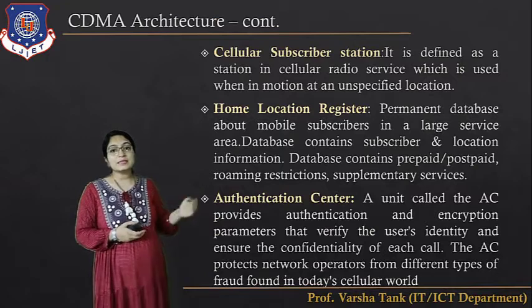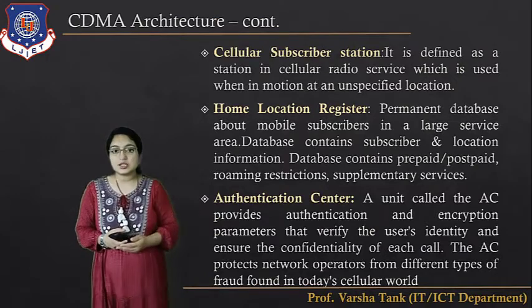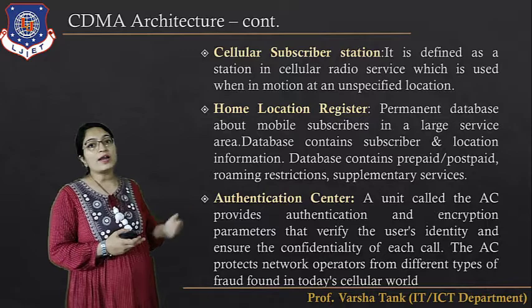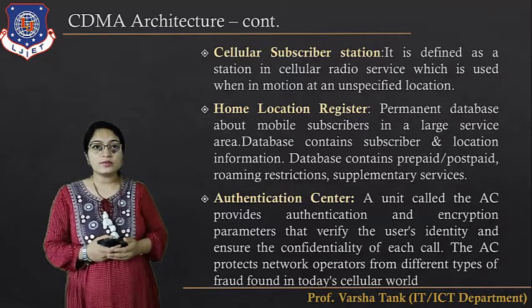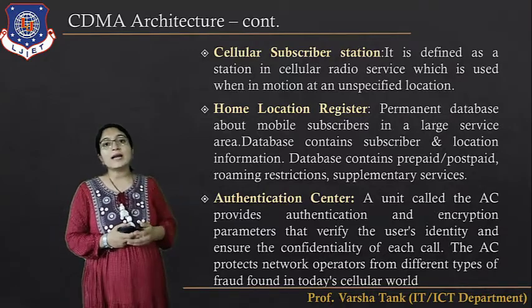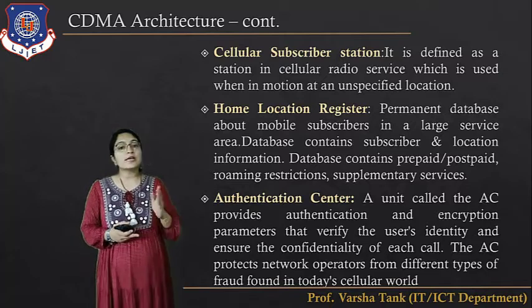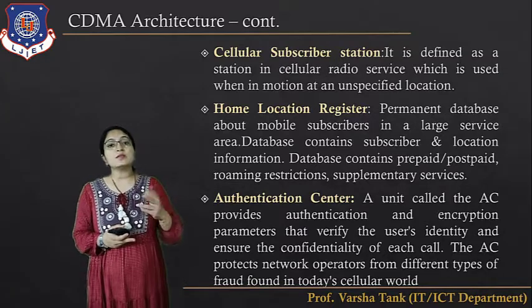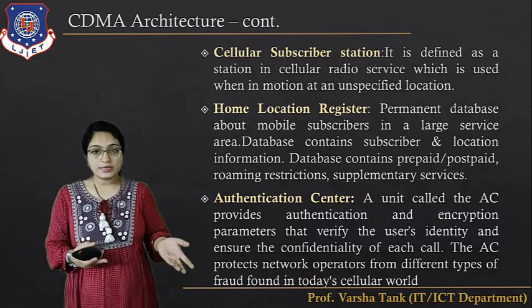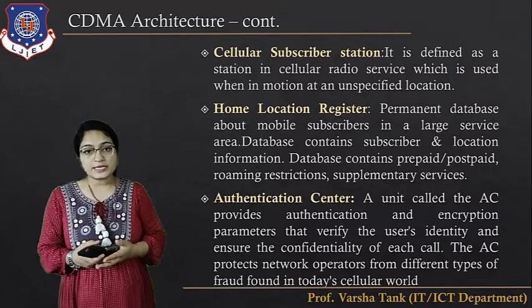Now let's see these terms in detail. So here the cellular subscriber station is there. That means it is defined as the station in the cellular radio service which is used while in motion or at unspecified locations. So the cellular subscriber station is movable, it can move from one place to another place. So that is one type of the mobile station.